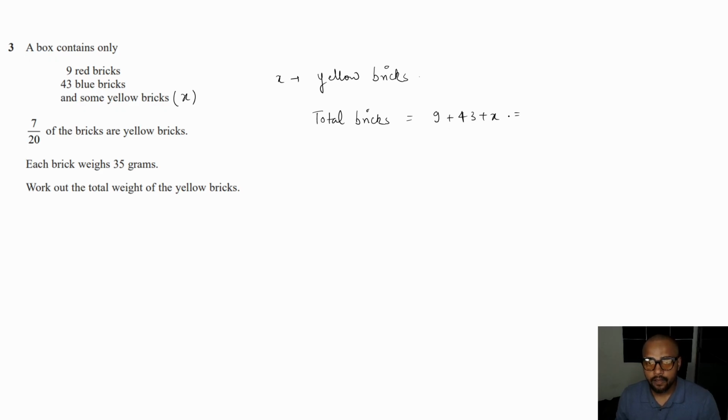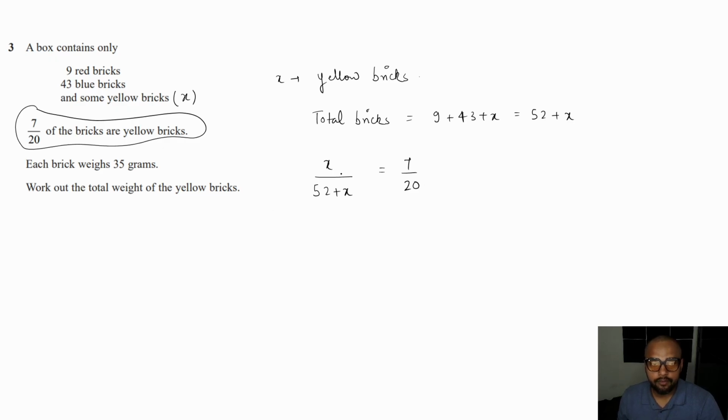So the total will be equal to 52 plus x. This will be the total bricks, and the number of yellow bricks we have supposed as x. Now according to the question, 7 by 20 of the bricks are yellow bricks. So x by (52 plus x) will be equal to 7 by 20.